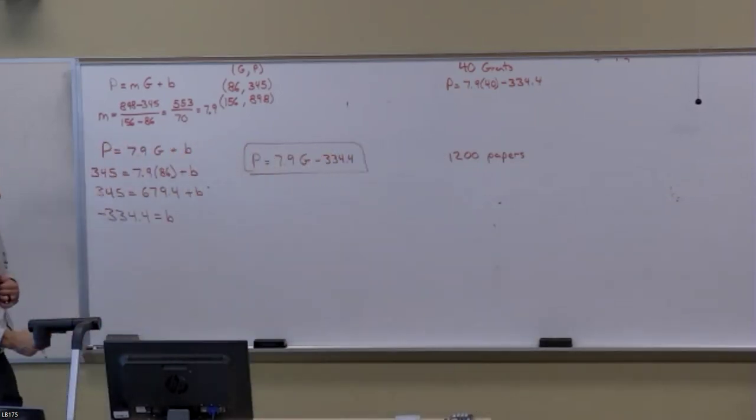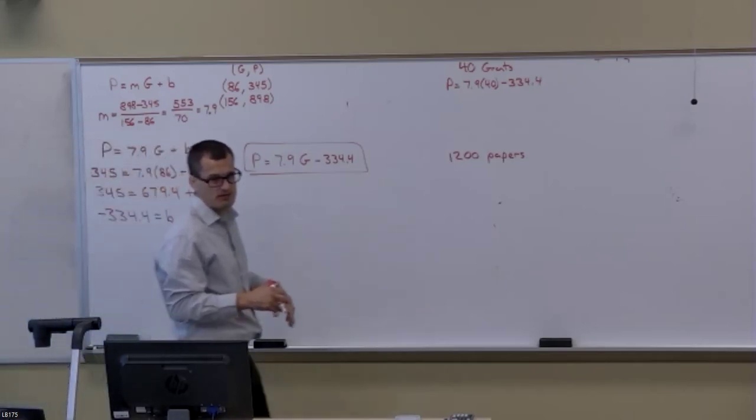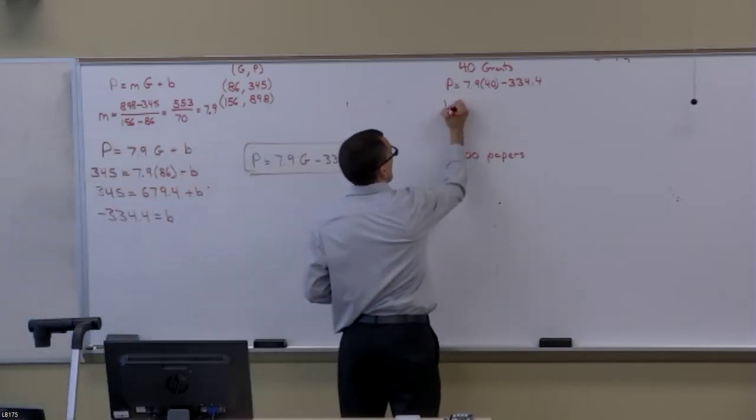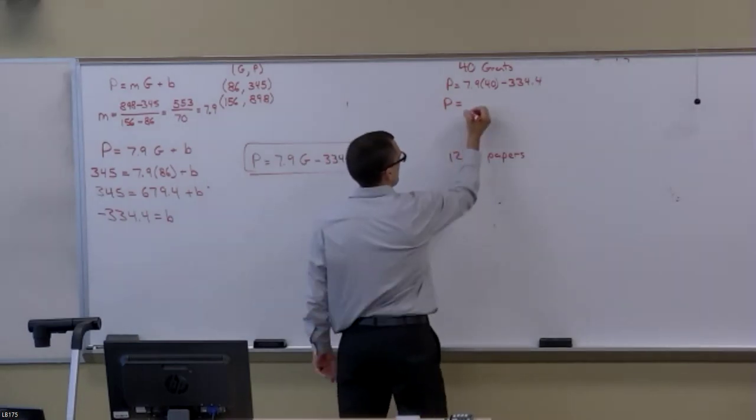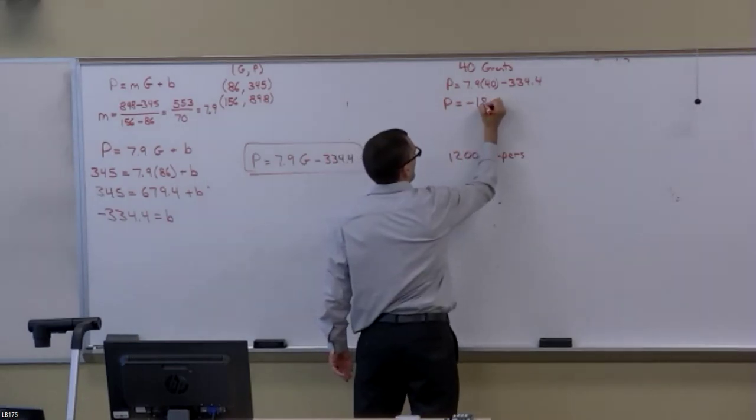Now, if the institution received 40 grants, then we plug in 40 into the G. What do you get as the p-value? Negative 18.4, yeah. Negative 18.4.